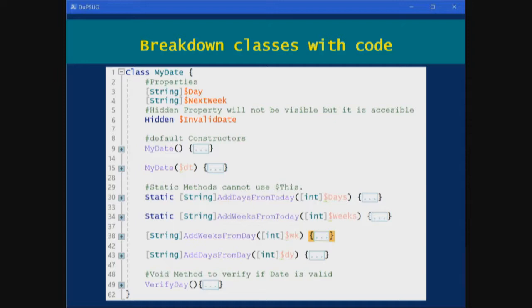There's one I call without parameters, and there's one that I call with parameters. And there are some static methods that I can use. The static methods don't use this, that's just a given. And there's also some void methods that I use to update and just interpret some information. There's also a method to verify if the date structure that I placed in it is valid.